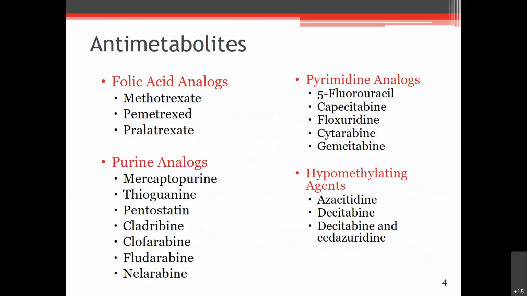The four major categories that we'll break the antimetabolites into for our discussion today are folic acid analogs, purine analogs, pyrimidine analogs, and then the hypomethylating agents. And as you can see, we do have a good mix of drugs that are used in both hematology as well as in solid tumor patients. So hopefully at least some of the info that we discussed today is going to be applicable to everyone's patients.